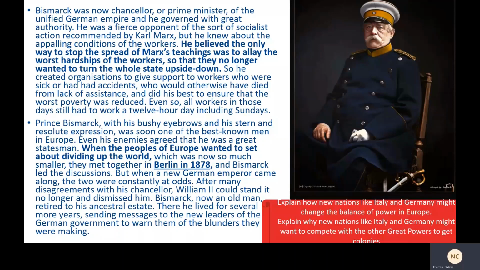When the people of Europe wanted to set about dividing up the world with imperialism, which was now so much smaller, the world was, that is, they met together in Berlin in 1878, and Bismarck led the discussions. But when a new German emperor came along, the two were constantly at odds. After many disagreements with his chancellor, William II could stand it no longer and dismissed him. Bismarck, now an old man, retired to his ancestral estate. There he lived for several more years, sending messages to the new leaders of the German government to warn them of the blunders they were making.